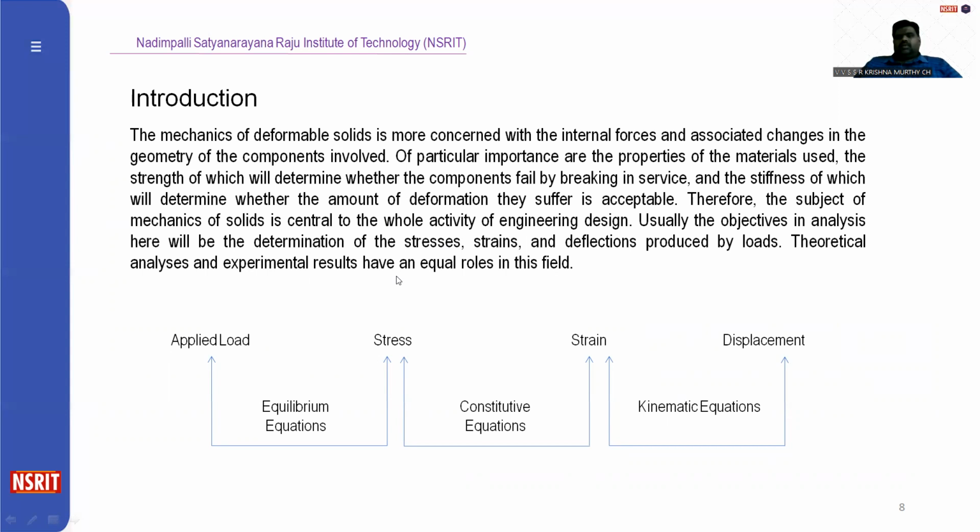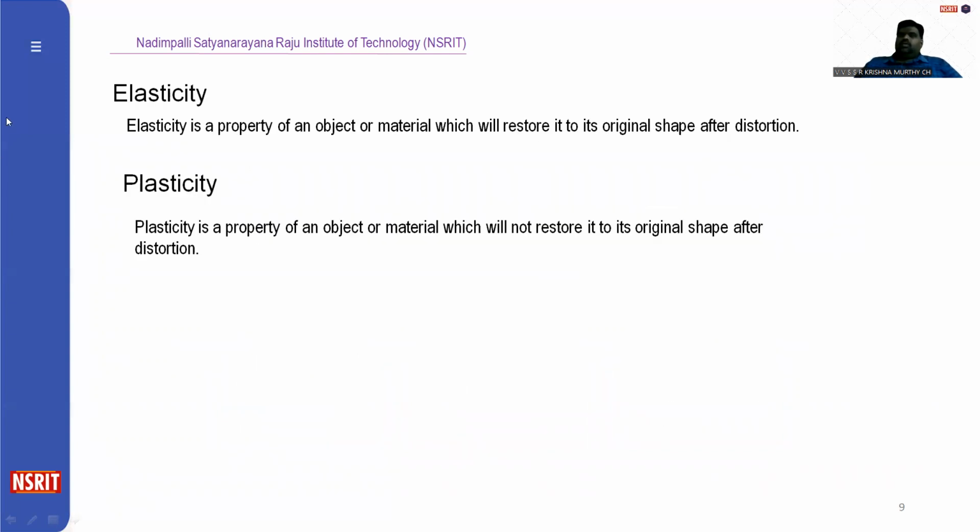So the entire mechanics of solids can be comprised of 4 steps: applied load, stress, strain, and displacement. Whenever you apply load, there will be some stress. Due to this stress, there will be some strain, and the strain will be causing displacement. So the applied load and stress are under equilibrium conditions, the stress-strain relations can be found using constitutive equations, and the strain and displacement can be found with the help of kinematic equations, which we will go through further. Now going to our first unit, first topic: what is elasticity and plasticity?